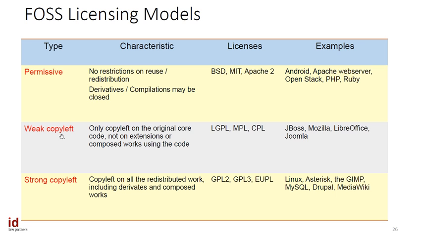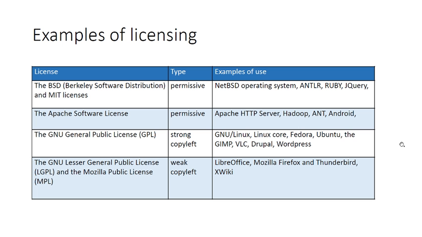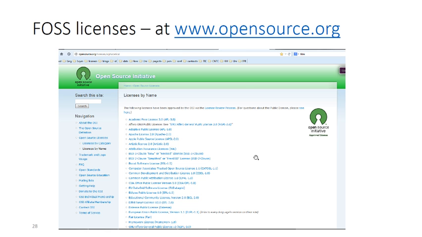And in the middle we have the weak copyleft, which means that only the core code stays copyleft. LGPL, Mozilla license, Common Public License, has also been very popular in the professional open source area as well. And examples here are given, which you can look at your own time. Okay, where can we find these licenses?